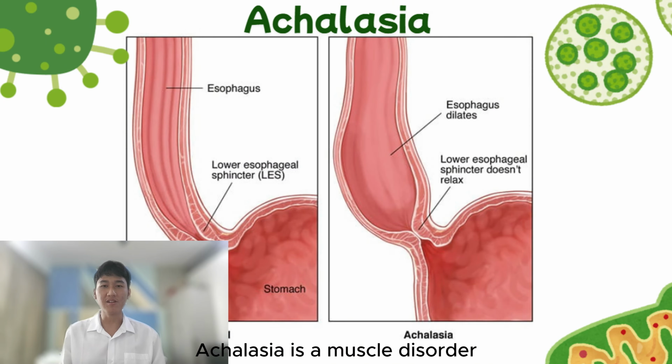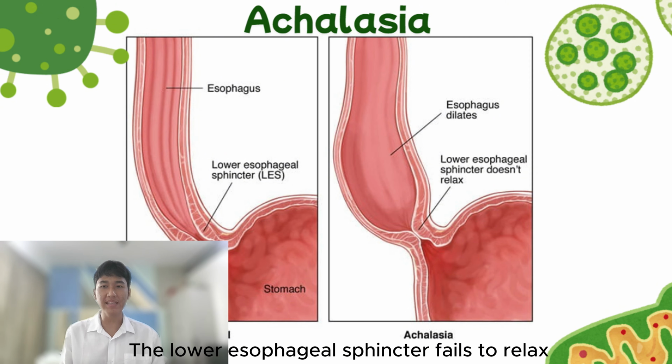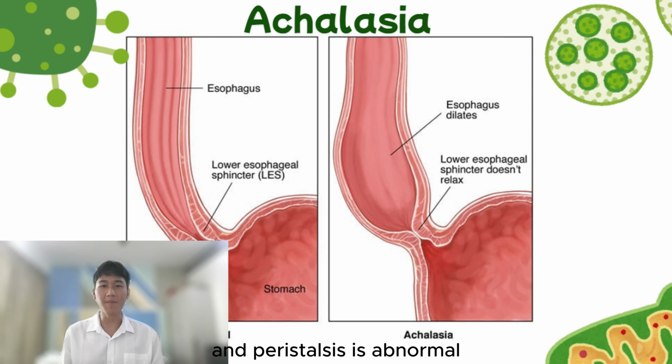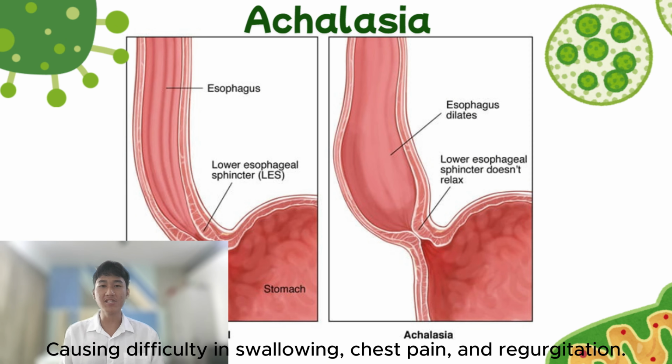Next, achalasia. Achalasia is a muscle disorder. The lower esophageal sphincter fails to relax and peristalsis is abnormal. Food gets trapped in the esophagus, causing difficulty in swallowing, chest pain, and regurgitation.